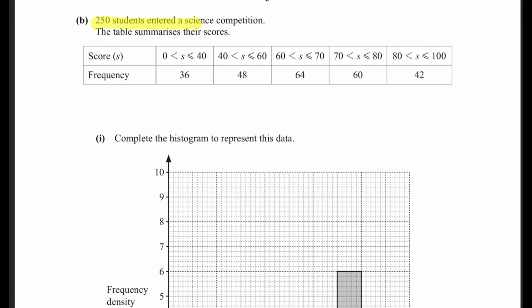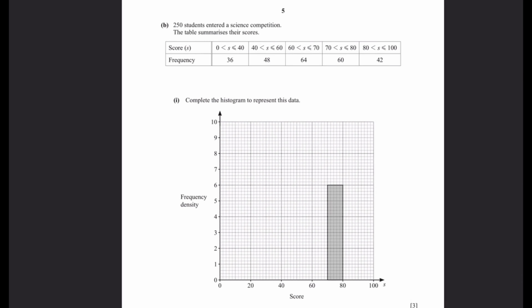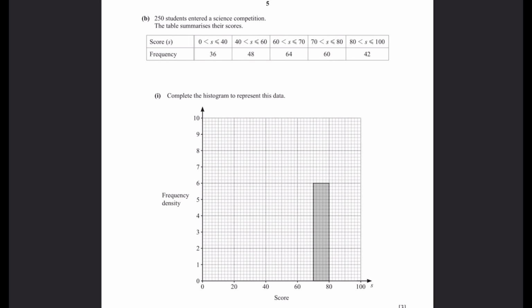There are 250 students entered in the science competition. The table summarizes their scores. Now we need to complete the histogram, so that is the height. What is given for 70 to 80 is 6, frequency density: 60 divided by 10, that is 6.